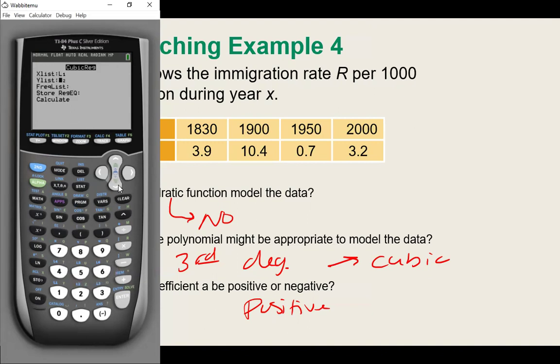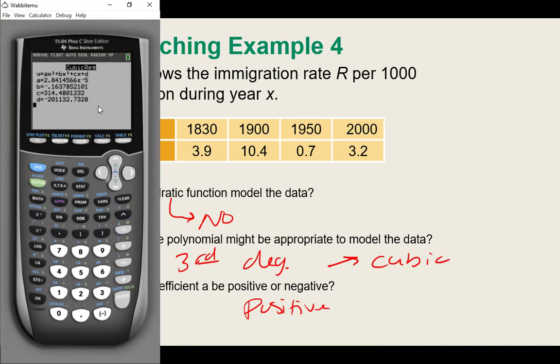It's going to ask you, is your X list your L1? Is your Y list your L2? Yes. Frequency list does not matter. This is where it's important to store, because we want it to graph it for us, right? If I want it to graph it for me, I'm going to press alpha trace 1. And I hit calculate. And now it's going to say, okay, cool. Notice that I do have a positive.